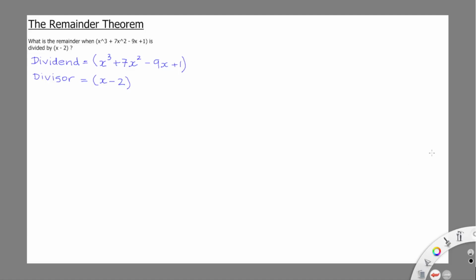Hi everyone. Today we're going to be talking about the remainder theorem. We're going to tell you what it is, what it's used for, and do an example as well just to show you how to use it. Before we talk about that though, there's a few words that I want to define just to make sure everyone understands what those words are.